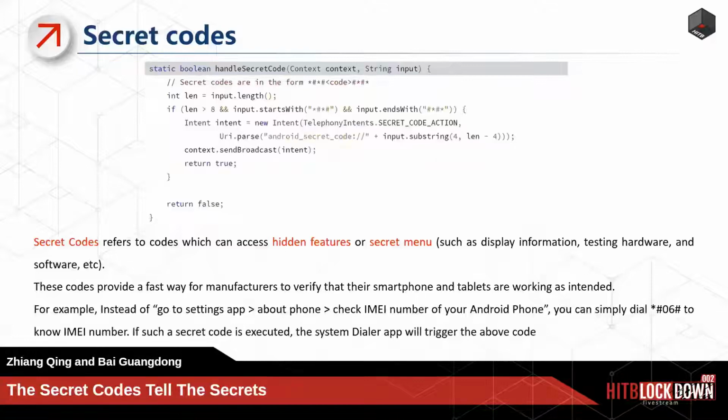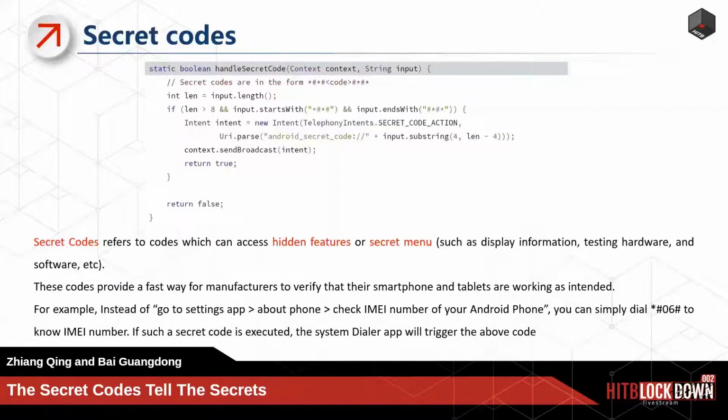For example, if you want to look at the IMEI number of your mobile phone, what you need to do in Android is go to Settings, About phone, and check the IMEI number. However, through the secret code, you can simply dial this code to get the IMEI number.